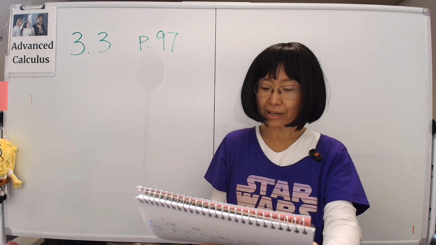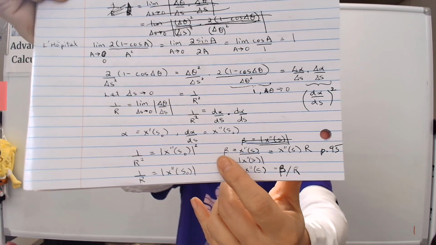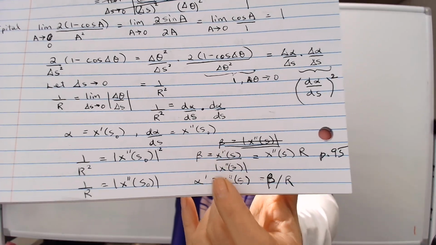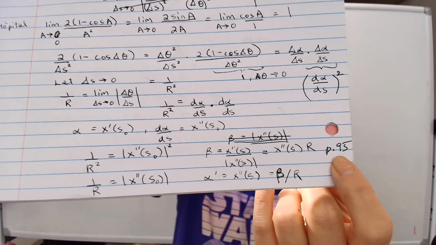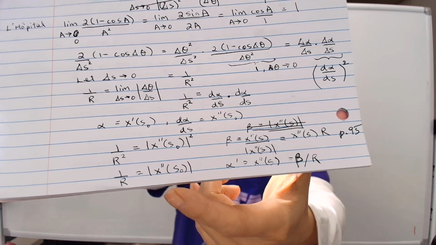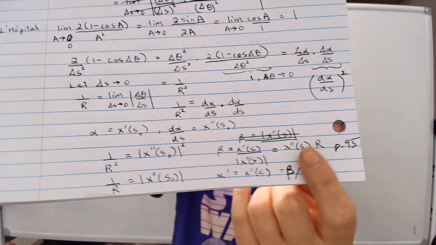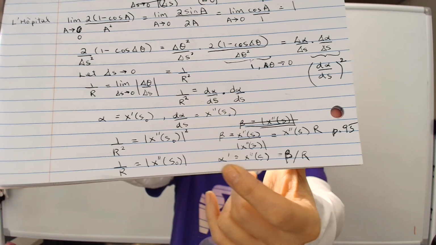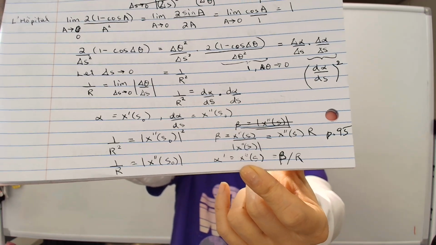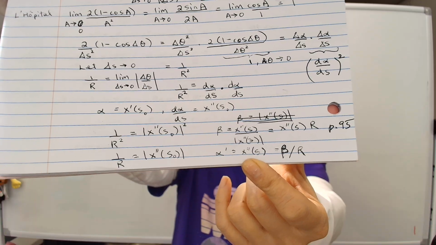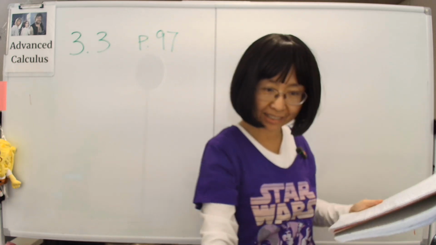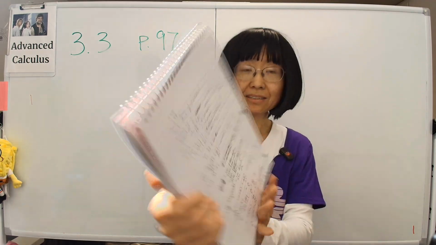And a couple other comments, okay? Because of what we have done, we also notice that beta, which is defined as x double prime divided by its magnitude, on page 95, being that this thing is now 1 over r, you can write down beta as x double prime of s times r. And alpha prime, which is x double prime of s, is then going to be equal to minus beta over r. Is there a minus here? Now let me check. No, it's not minus, it's just an equal sign.